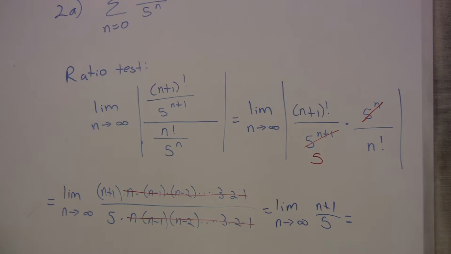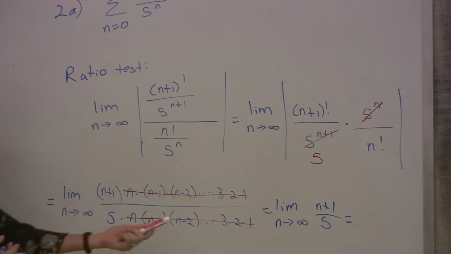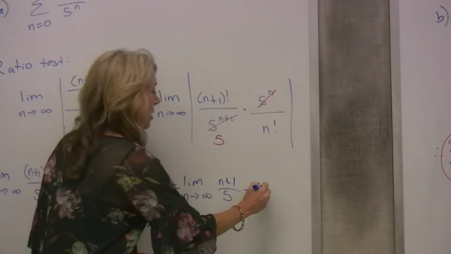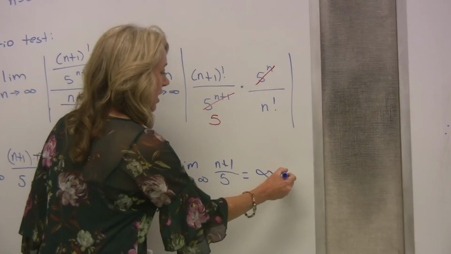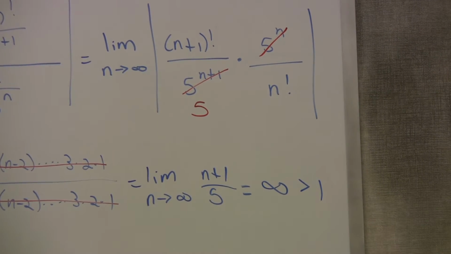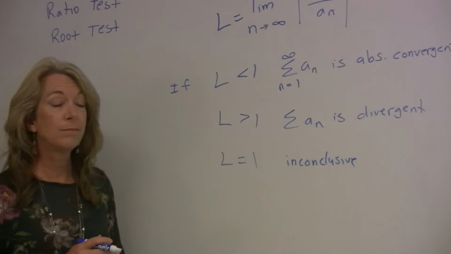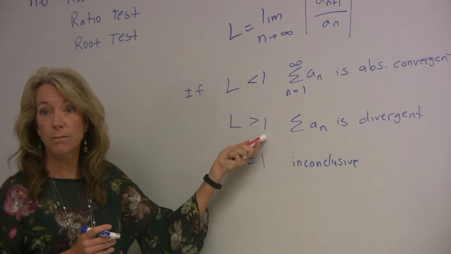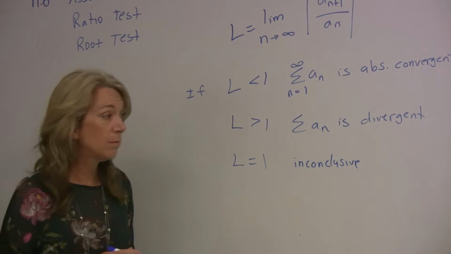What's that limit? It's infinity, right? Because the numerator is getting infinitely large, divided by 5, it's still infinitely large. That's infinity. Last I checked, that's greater than 1. So what do we know about our series? If your limit is greater than 1, it diverges.